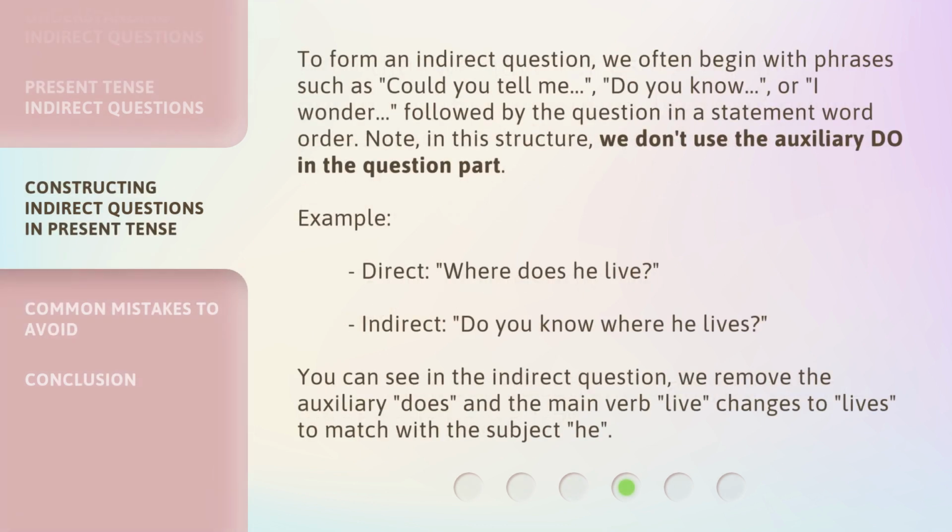To form an indirect question, we often begin with phrases such as, could you tell me? Do you know? Or, I wonder, followed by the question in a statement word order. Note, in this structure, we don't use the auxiliary do in the question part. Example: direct: where does he live? Indirect: do you know where he lives? You can see in the indirect question, we remove the auxiliary does, and the main verb, live, changes to lives, to match with the subject, he.